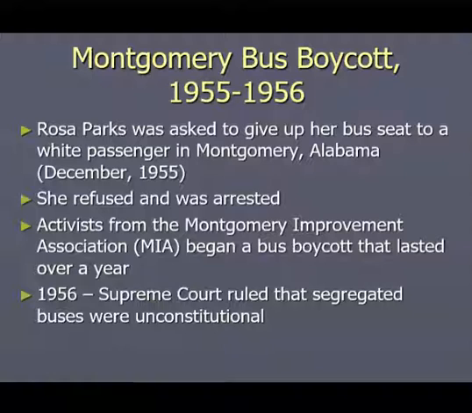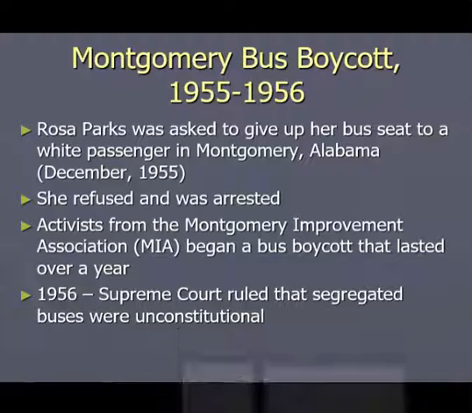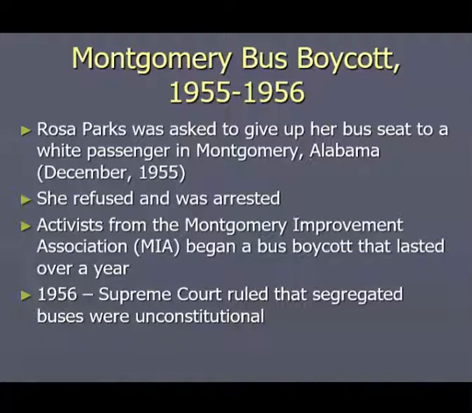The next event we're going to talk about was in Montgomery, Alabama, and it was a boycott, a public bus boycott. You've heard the name Rosa Parks before. She was asked to give up her bus seat to a white passenger. When she refused, she was arrested. And this started a boycott that lasted over a year. Because of this, in 1956, the Supreme Court ruled that segregated buses were unconstitutional.